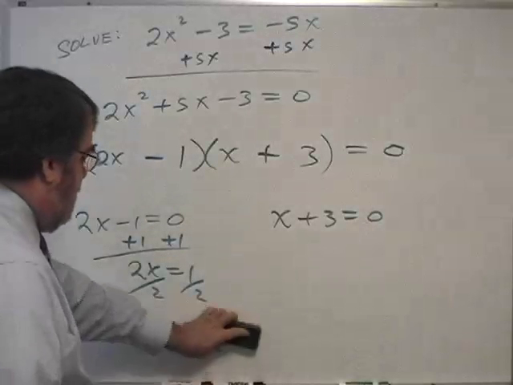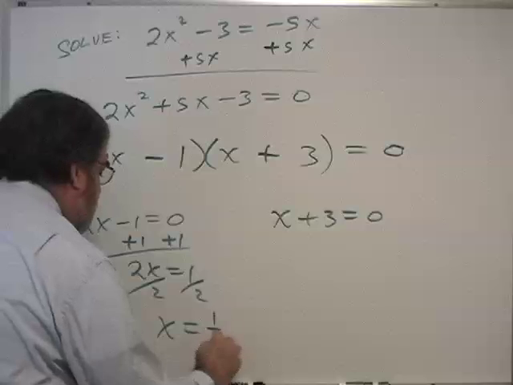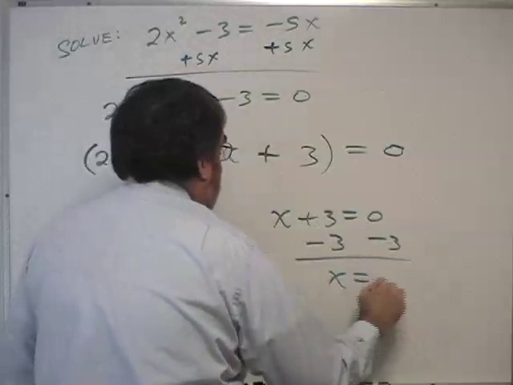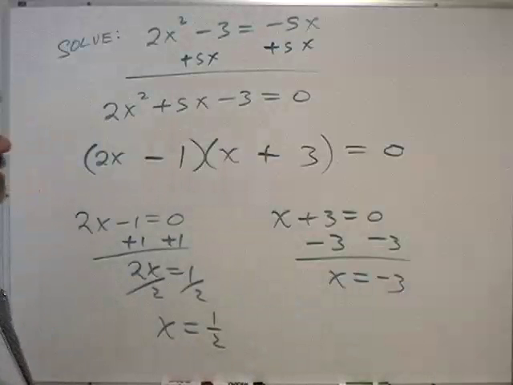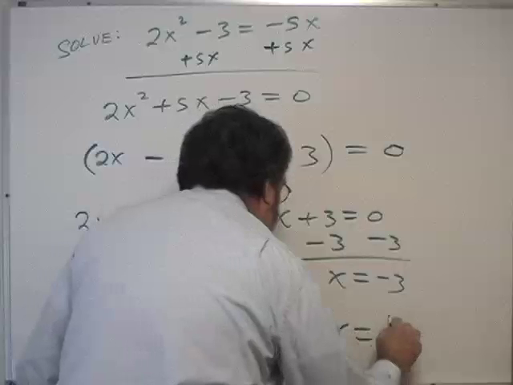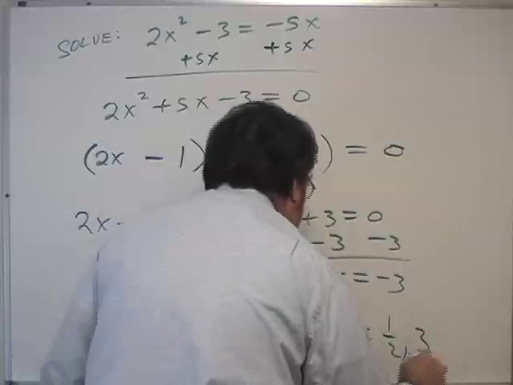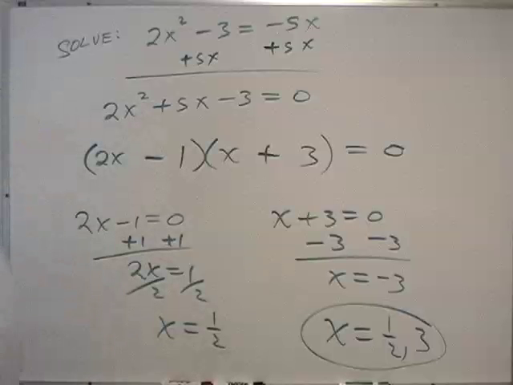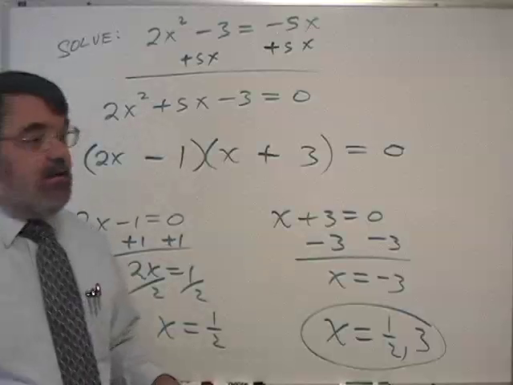And then on the other part, subtract 3 from both sides. X equals -3. So my answer is x equals 1/2 and -3. So there's our answer.